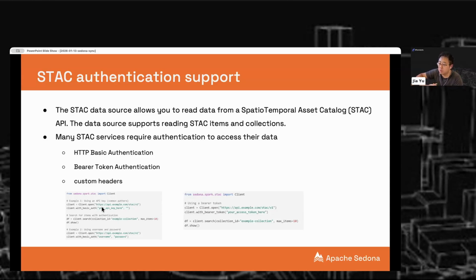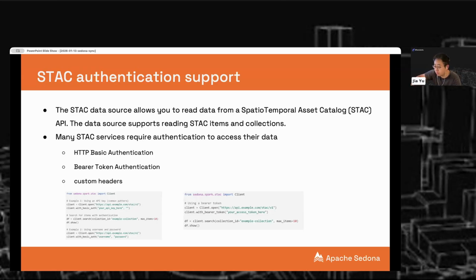These are the examples using the Sedona Spark STAC client. This is API compatible with PySTAC client. So if you have been using PySTAC client before, you'll be able to do the same using the Sedona Spark STAC client with the same API, but what it gives you is a Sedona data frame with geometry and the raster data type in that.